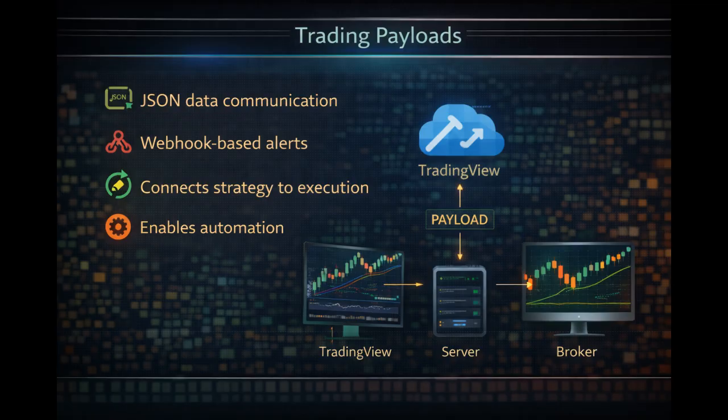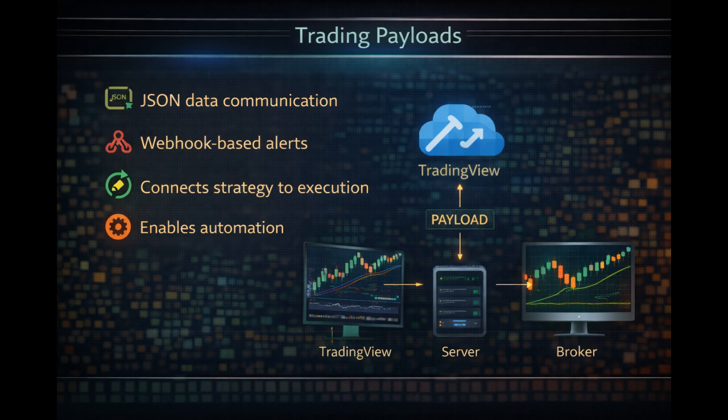How payloads are generated in TradingView. TradingView allows traders to generate payload messages using alerts and webhooks. Alerts are triggered when specific conditions defined in a Pine script strategy are satisfied. For example, a Pine script strategy may generate a signal when a Renko brick forms above a moving average. When this condition occurs, TradingView triggers an alert and sends a webhook message containing the payload.